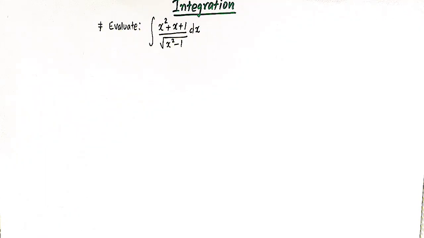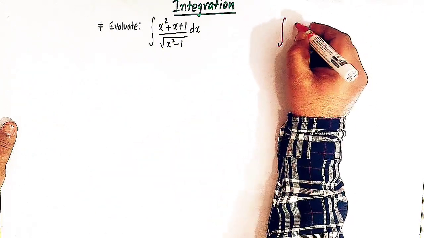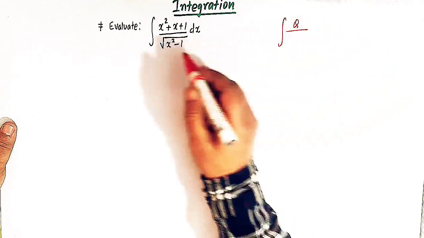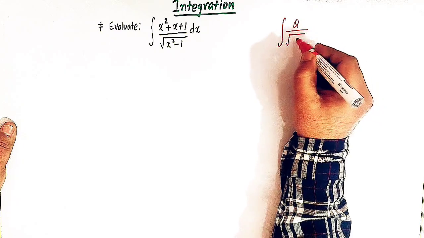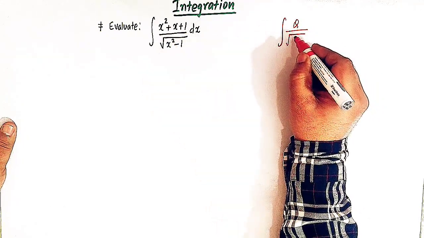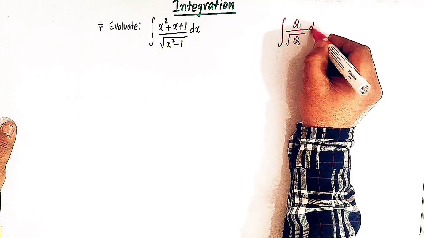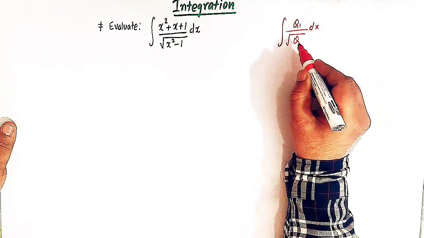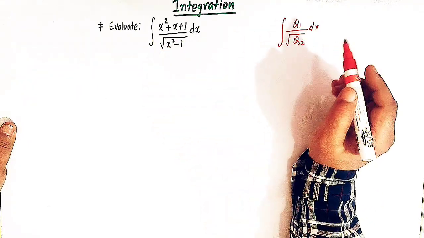Hello viewers, in today's session we are going to discuss an important type of indefinite integration in which the form is of this type, that is we have a quadratic function in the numerator and another quadratic function in the denominator under the square root sign, right? So here we have q1 as the first quadratic function and q2 is the second quadratic function, right?